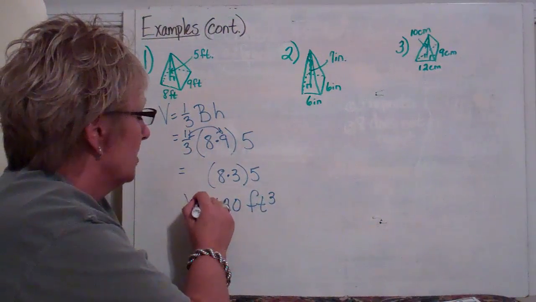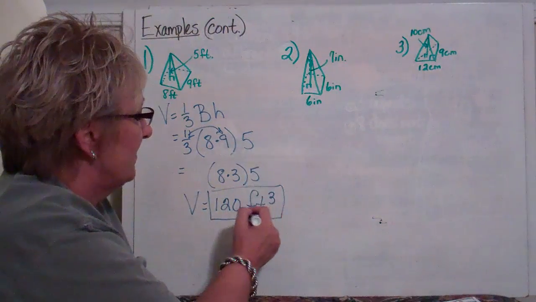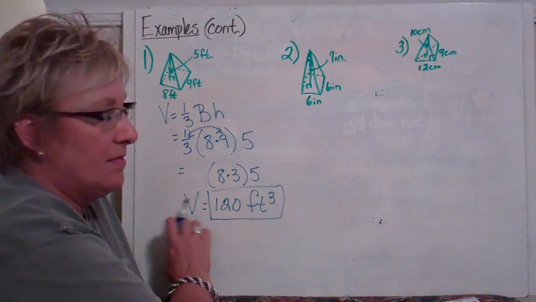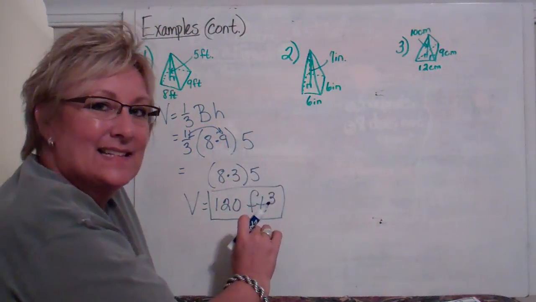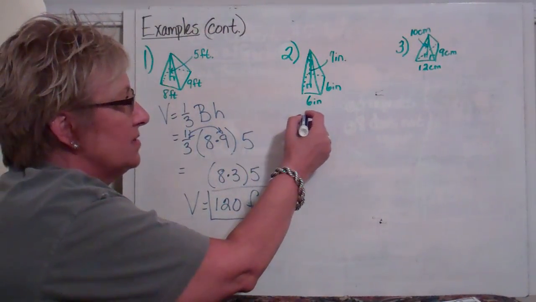Okay, because we are talking volume and it is cubic feet. So 24 times 5 is going to give me 120. So that will give me my volume. Here I've got a base that has all of its sides alike and it's 4 sides, so I know that it's going to be a square.